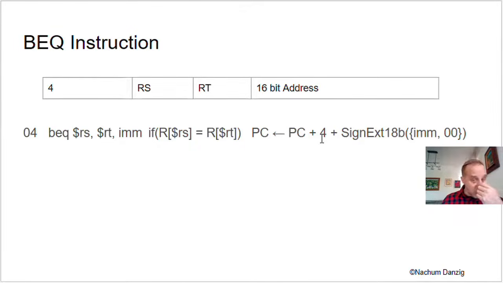We're going to get a 32-bit number, and that will be our new PC if and only if the values in RS and RT are equal. That's what this means. That's the BEQ. So here's the RS, RT. We're going to compare them, and if they're equal, then we're going to change the PC to be whatever this value is. So how do we do that?